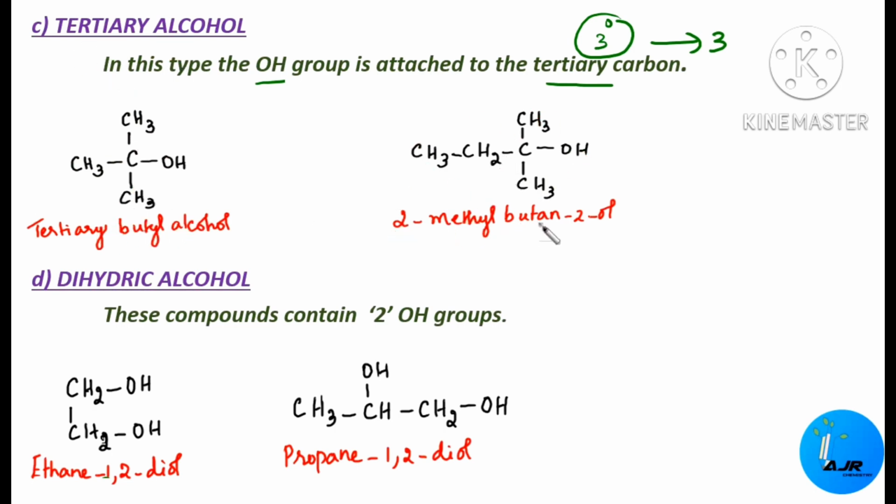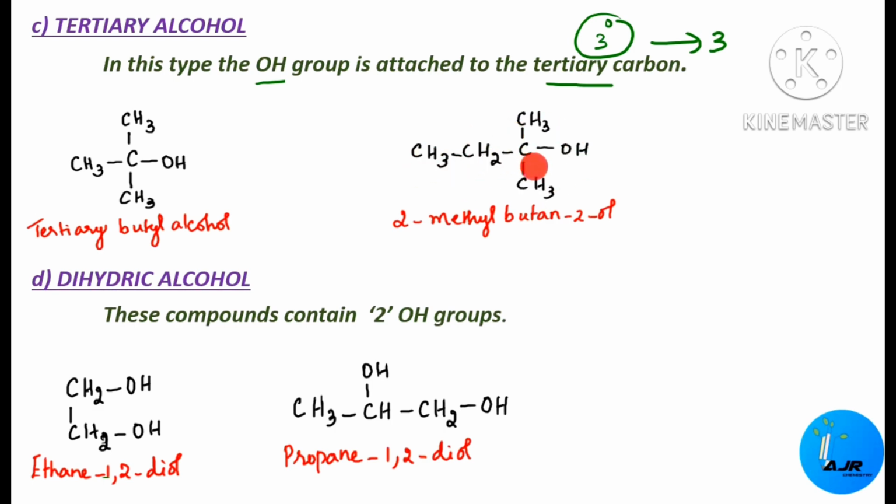Now look at this one. This is 2-methyl-butan-2-ol. See, this OH group is attached to a carbon atom which is directly attached to 3 more carbon atoms. Okay, we should not consider this one because this is not directly attached to this carbon. So this is a tertiary carbon. So this OH group is attached to a tertiary carbon. So it is an example for tertiary alcohol.